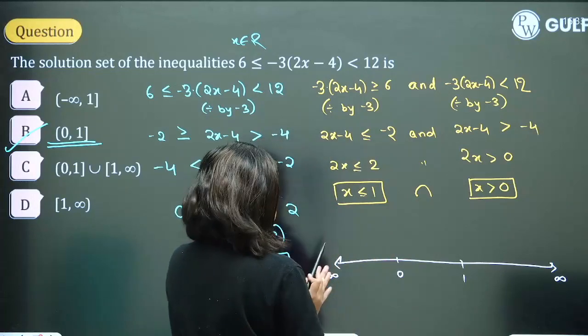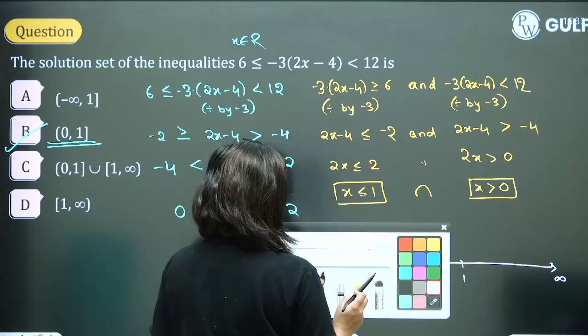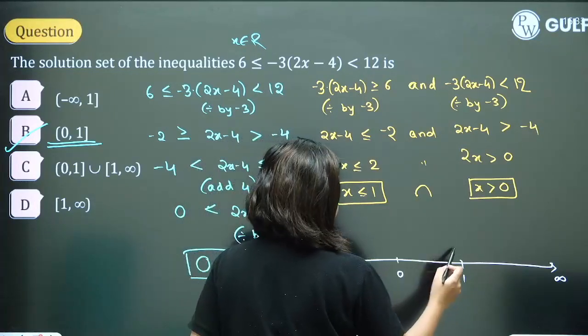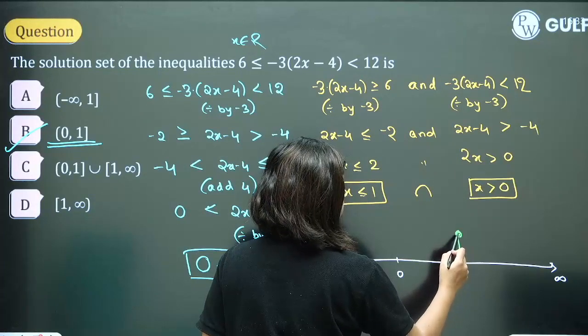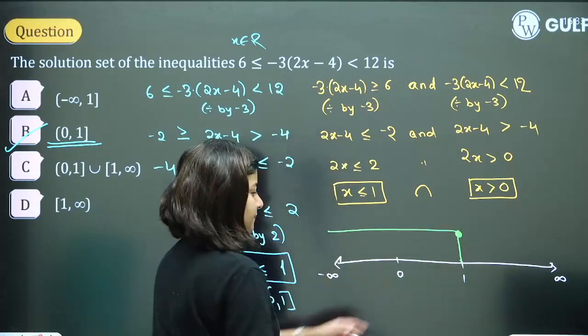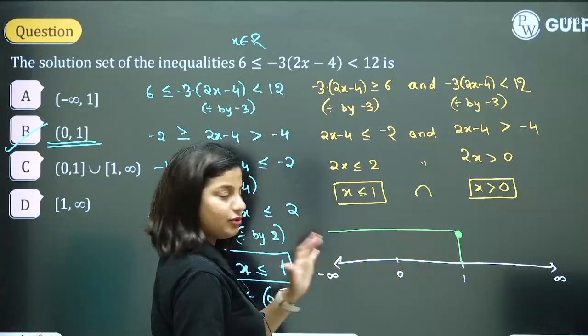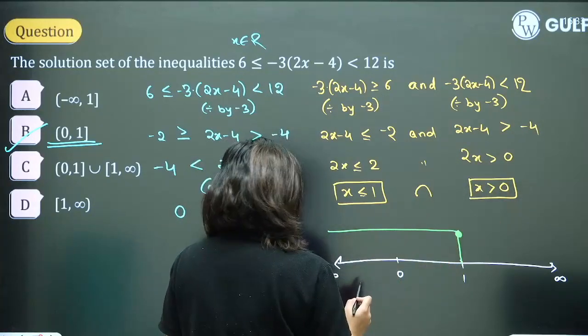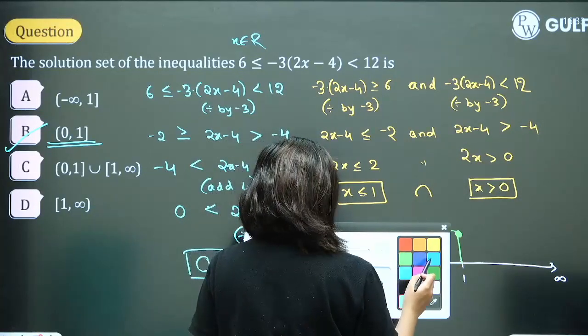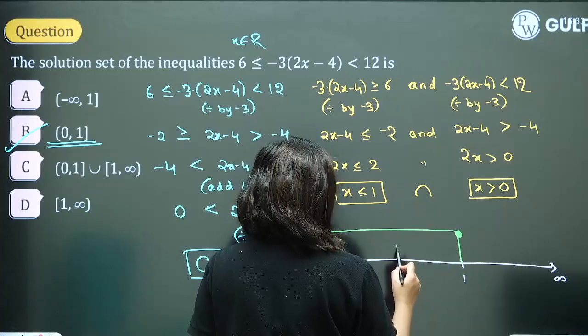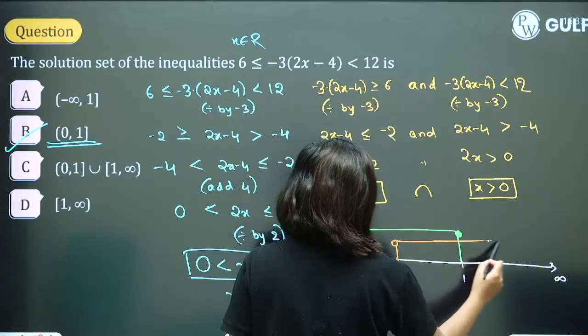The first one says x should be less than or equal to 1. Less than as well as equal to. I marked it: 1 included and all the values on the left. The second one says x should be greater than 0. Strictly greater than 0, 0 is not included.